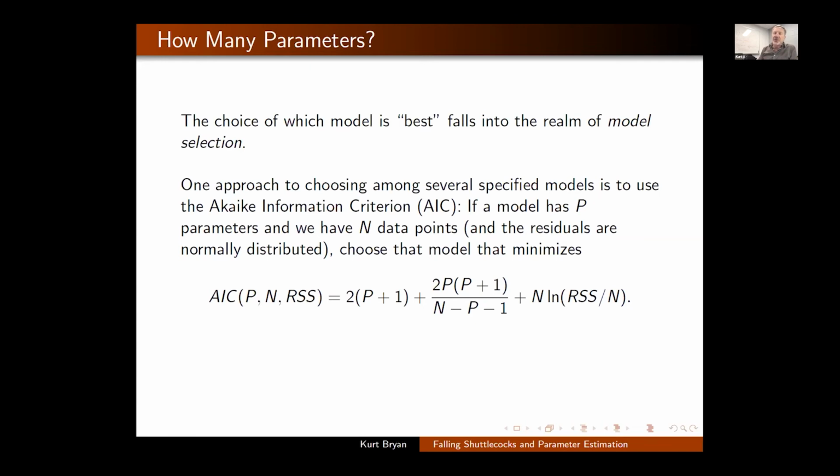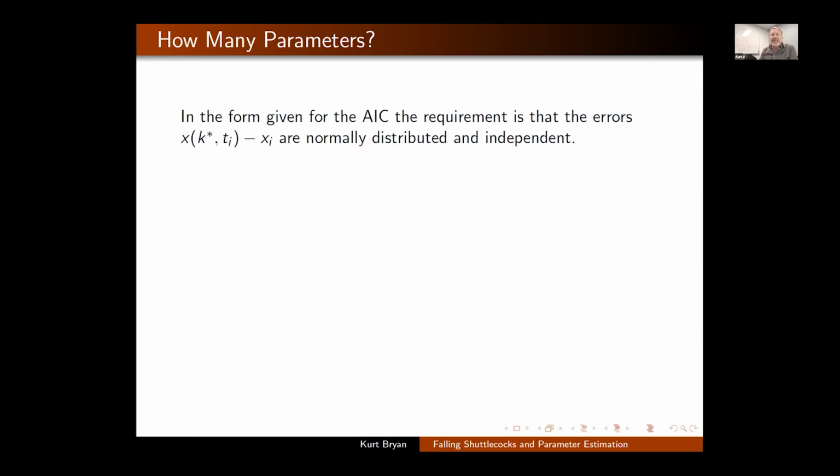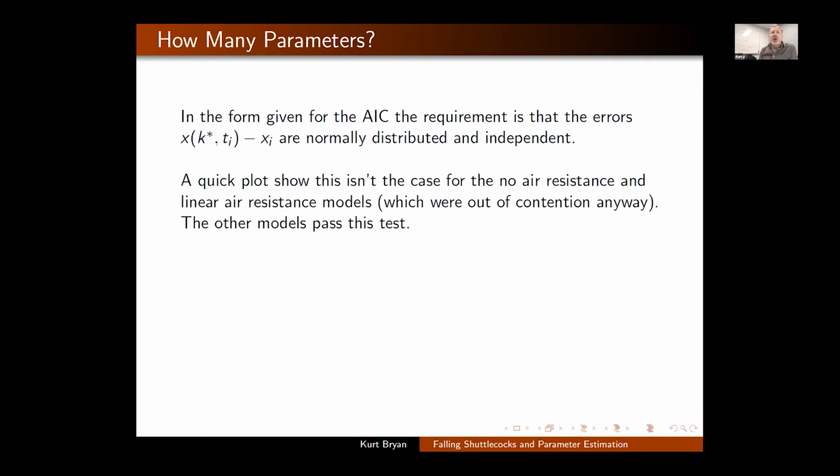Now, it does come with certain assumptions that should be tested, namely that the residuals in your model are independent and, in this case, normally distributed, although it can be adapted to other situations. I show this to the students, and then we compute the AIC statistic for our models. As I said, there are certain statistical assumptions that underlie it. In this case, we already threw out the no air resistance model and linear air resistance model. Even if you left them in contention, they violate the statistical assumptions. A quick check shows that they don't really fit the test.